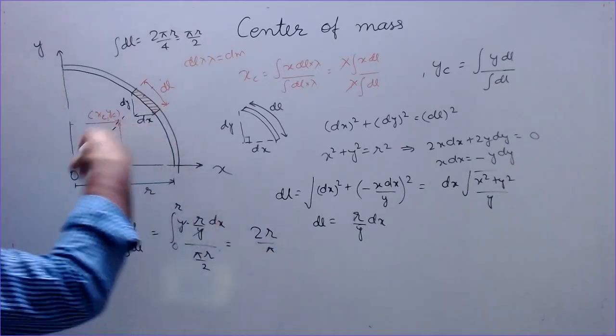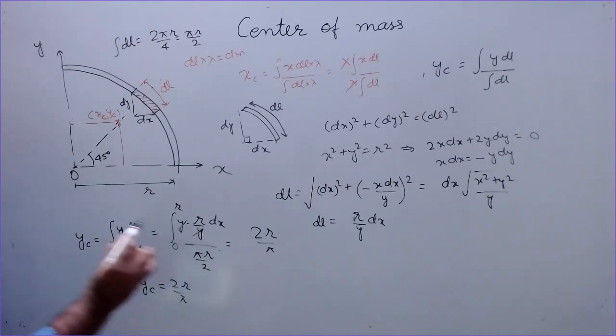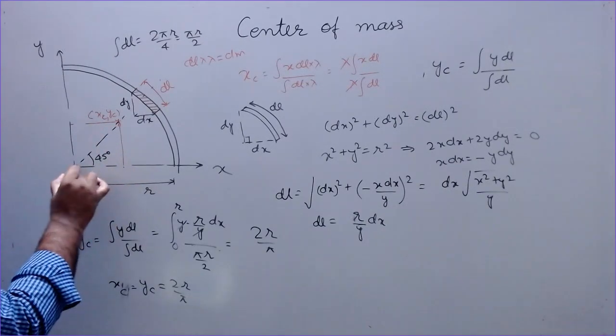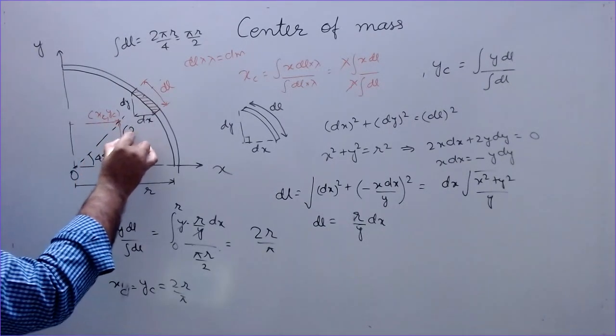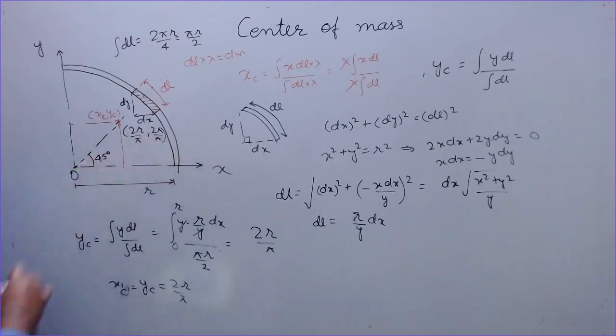So this is symmetrical, x and y are same. So xc you can find the same way, you will get 2r by pi. So somewhere at a distance 2r by pi from here, 2r by pi from here, you have its center of mass. This is one method of finding the center of mass. Let us do it by another method also.